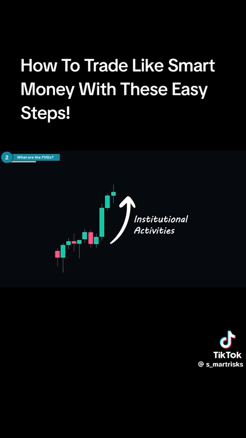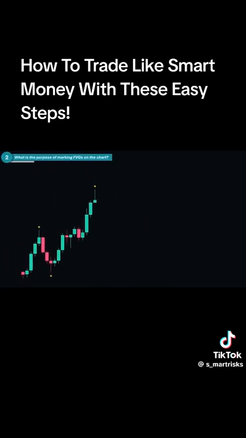As a smart money trader, marking fair value gaps is the first thing we do when we open the chart. But why mark fair value gaps on a chart? Fair value gaps are empty spaces on the chart where the price moved very quickly without much trading in between. The market often comes back to these gaps to fill them as the price looks for balance. Traders watch these gaps closely because the price may react when it returns to them.